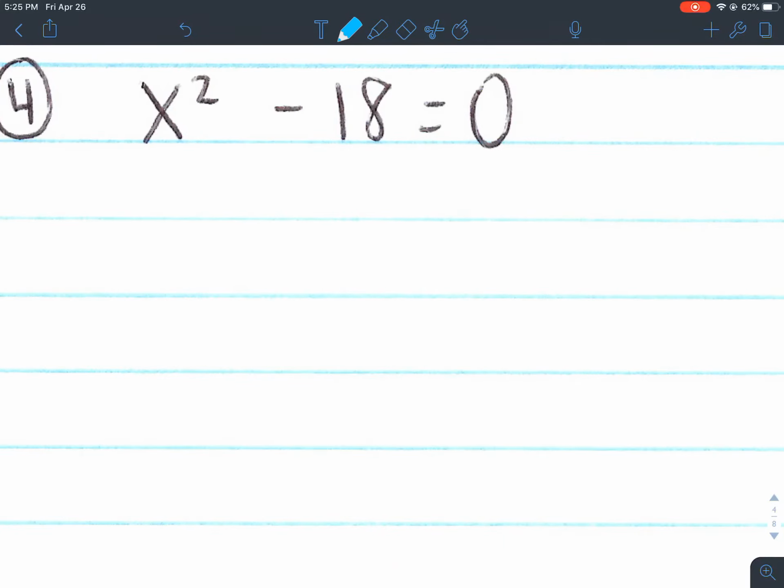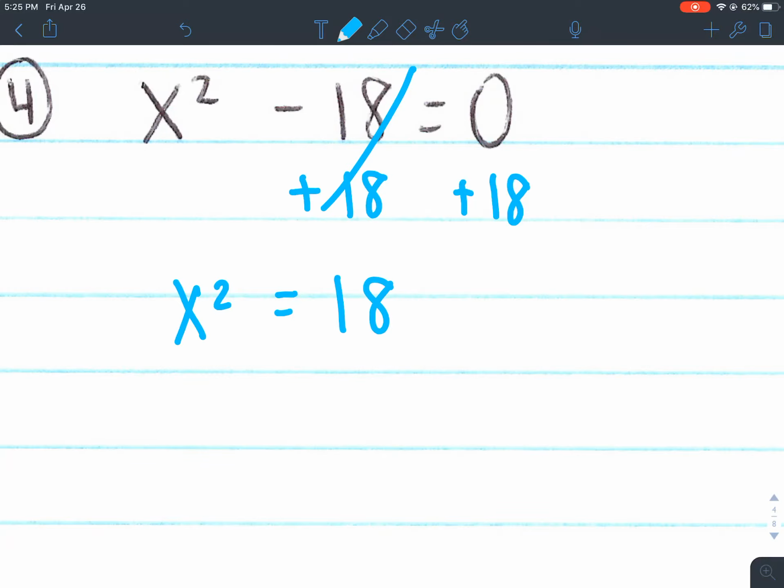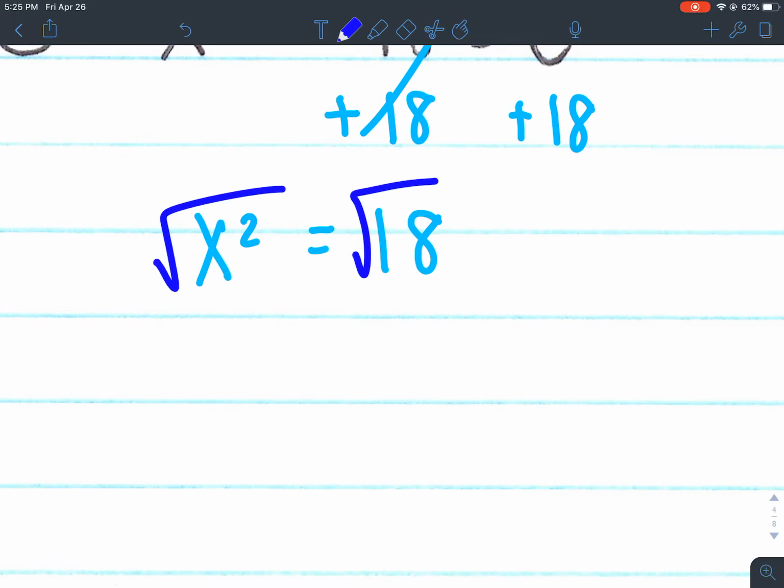All right, so if I'm going to take the square root really quick, I'm going to add 18 to both sides. Now, this is not using quadratic formula. I'm just showing you how easy it is to do it with a different method rather than quadratic formula. All right, you square root both sides. You get x equals plus or minus the square root of 18.